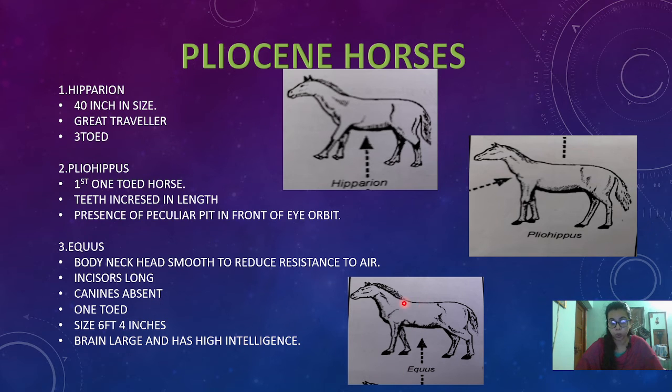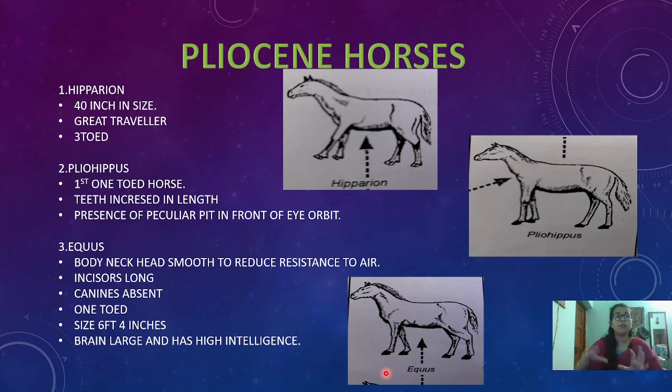They are 1-toed, and the size is 6 feet 4 inches. You can see how the size of the horse gradually increased from 1 foot to finally the modern horse at 6 feet 4 inches, and they have a large brain and their intelligence capacity has also increased. So from here you can conclude that from the Eocene to the Pliocene time period, the size of the horse gradually increased, and there were also some structural differences.